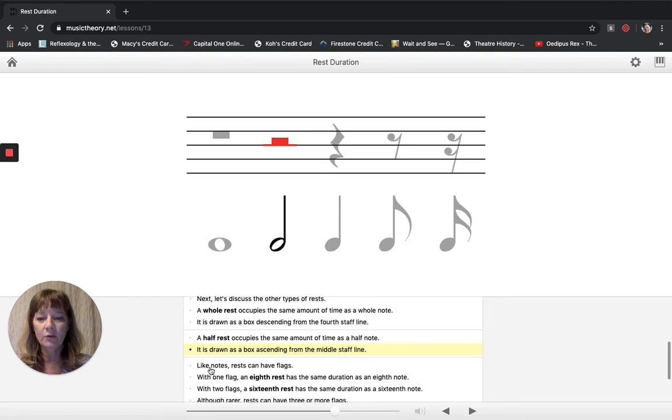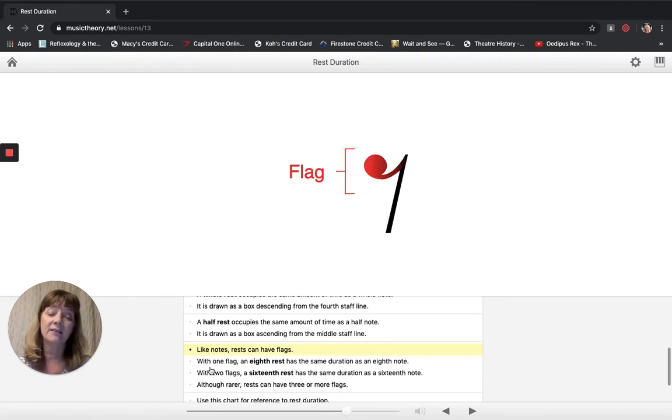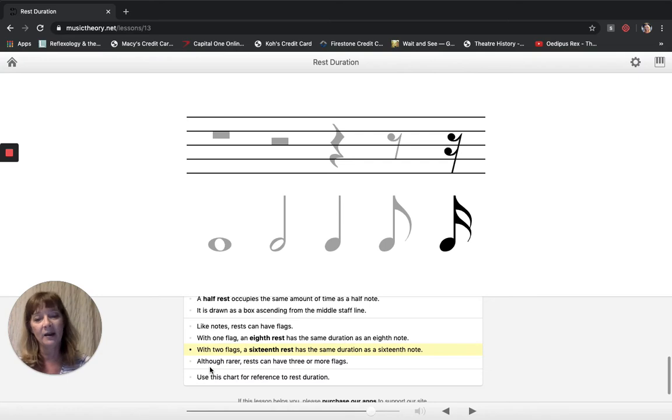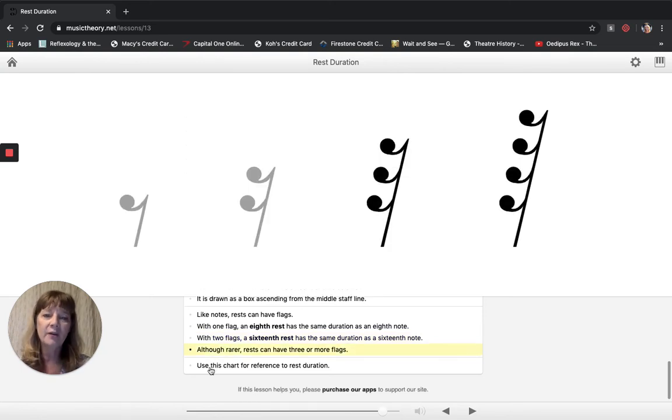Just like notes, rests can have flags. Remember that the flag halves the value of the note? Well, with one flag, an eighth note has the same duration as an eighth rest. With 2 flags, the 16th rest has the same duration as a 16th note. It just looks a little different. Although it's really rare, you can have 3 flags and 4 flags. Usually singers don't see those as much.